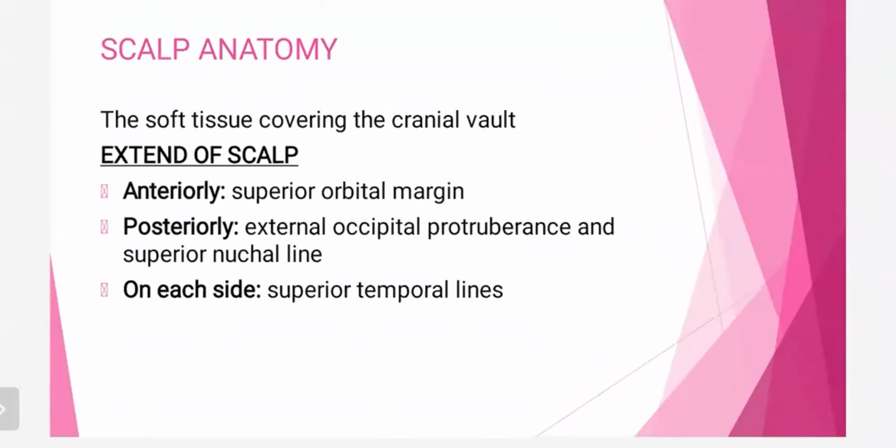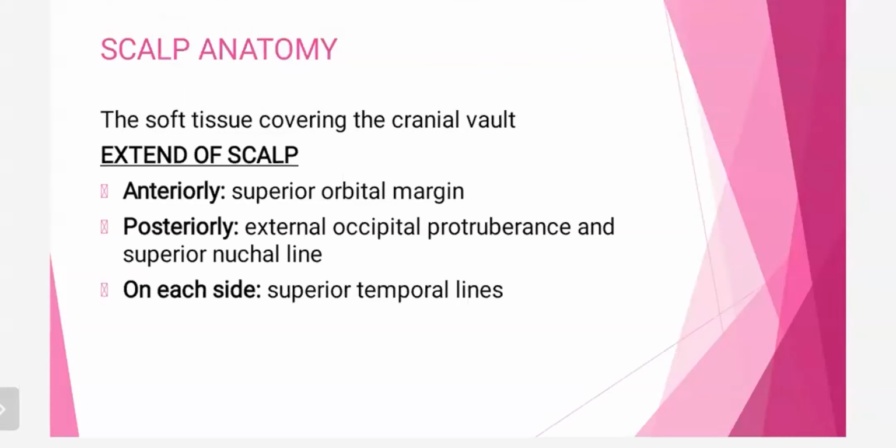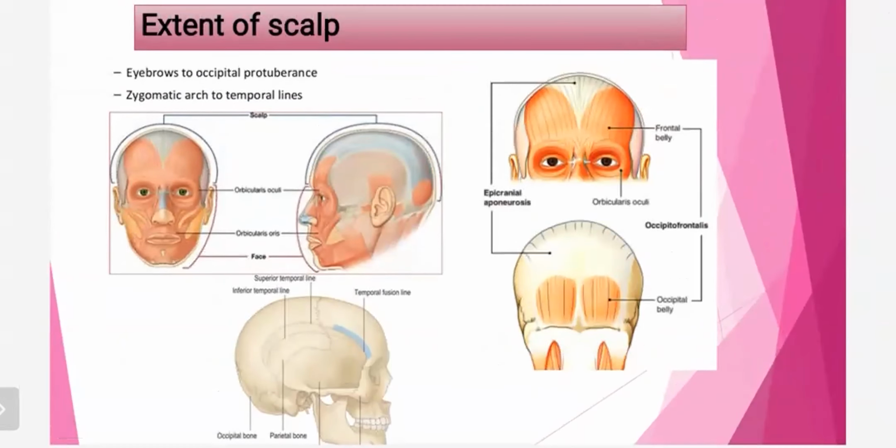The scalp is a soft tissue covering the cranial vault, extending from anterior to posterior and to both sides. Anteriorly it starts at the superior orbital margin, and on each side it ends at the superior temporal lines, and posteriorly it extends to the occipital protuberance and superior nuchal line. So this is the extent of the scalp that we have discussed.